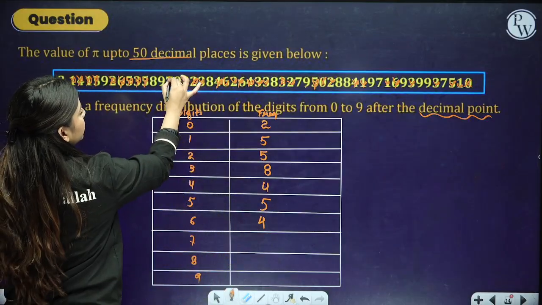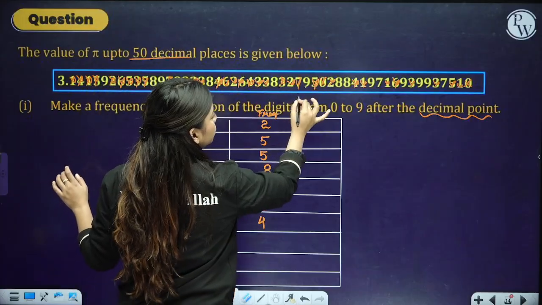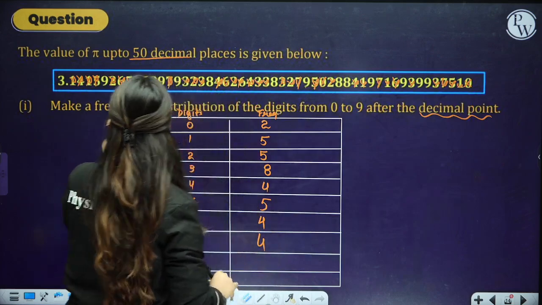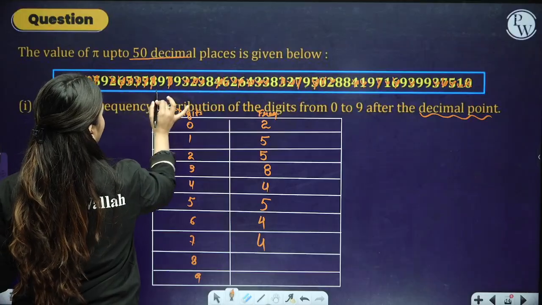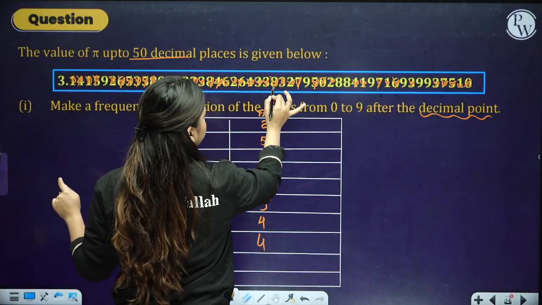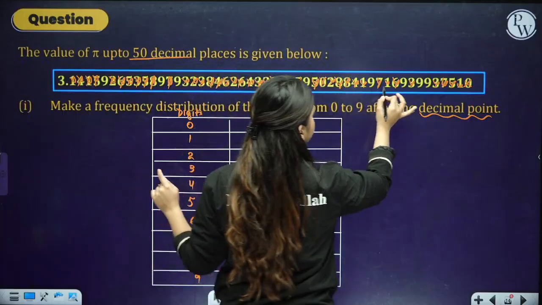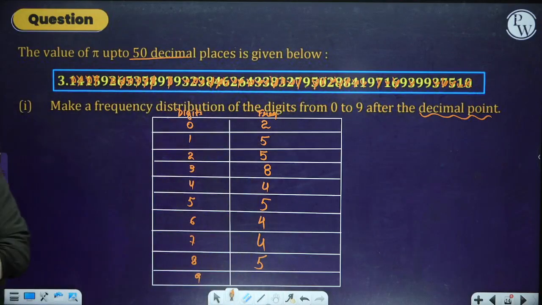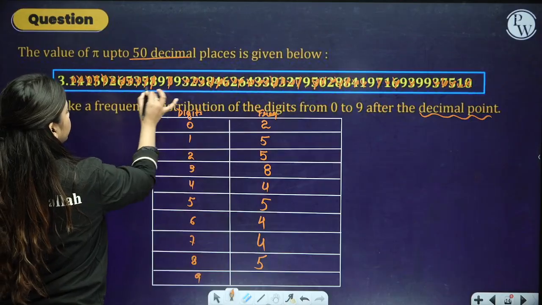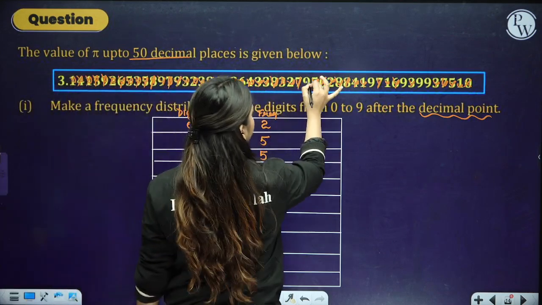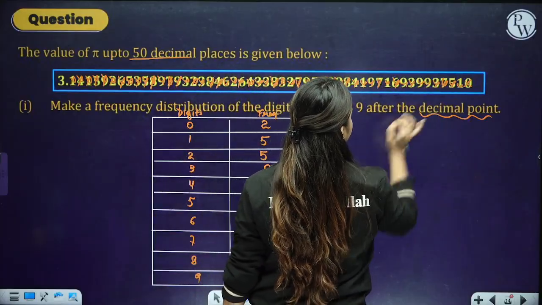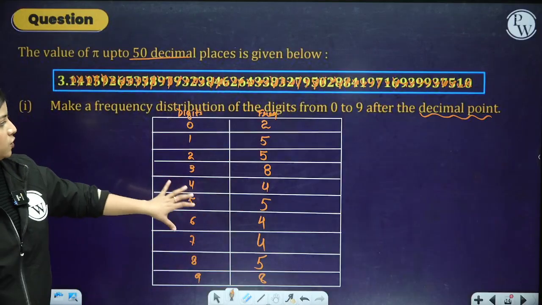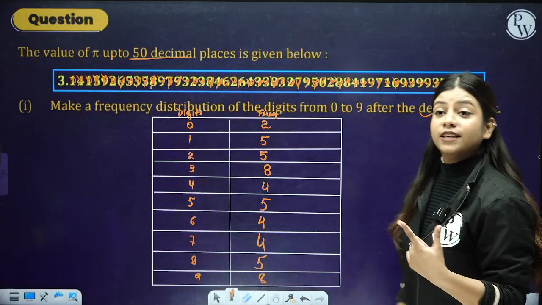Now let's check for 7. How many 7s are there? We have 1, 2, 3 and 4. So 4 sevens. The number of 8s is 1, 2, 3, 4, 5. That's it, so 5 eights are there. After that we calculate for 9: 1, 2, 3, 4, 5, 6, 7, 8. The number of 9s is 8. This is how we make the frequency distribution from 0 to 9 after the decimal place.